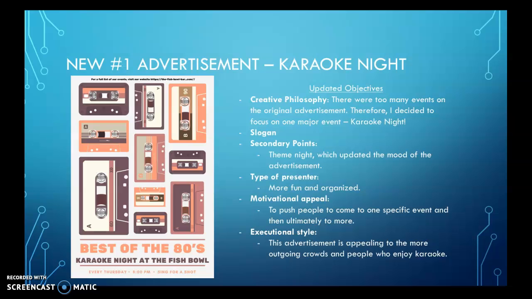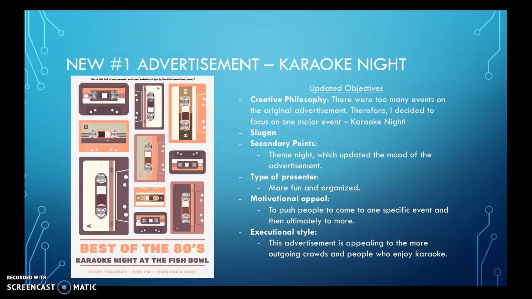Your motivational appeal: I said to push people to come to one specific event, and then ultimately they'll come to more. What I added on the top, I said for a full list of our events, visit our website. If people liked this event, then they'll go to your website and look at all the other events. And then you can make a different advertisement with all the different DJs, with images and graphics of those DJs. Because if you put a name to a face or link their Spotify or something like that, that would be really cool.